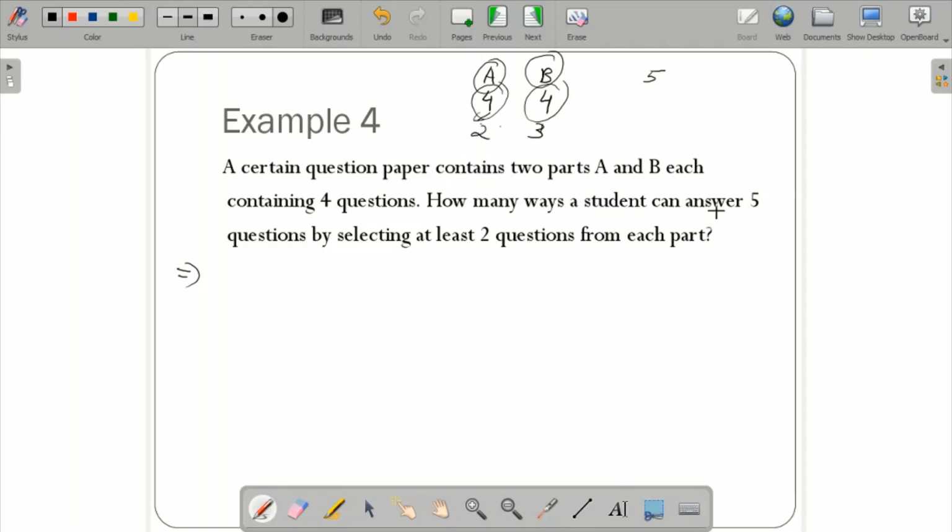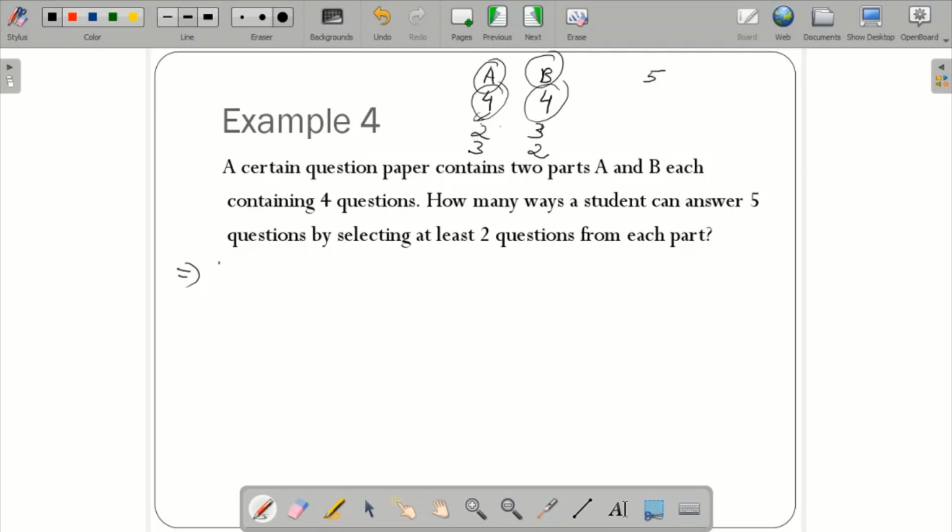How many ways can a student answer 5 questions by selecting at least 2 questions from each part? So if he has taken 2 questions from A, then he should answer 3 questions from B. In case he has taken 2 questions from B, then he should answer 3 questions from A. So there are 2 possible ways. Either you can choose 2 from A and 3 from B, or 3 from A and 2 from B. Finally, find the combination for each, add those combinations, and you'll get the answer.